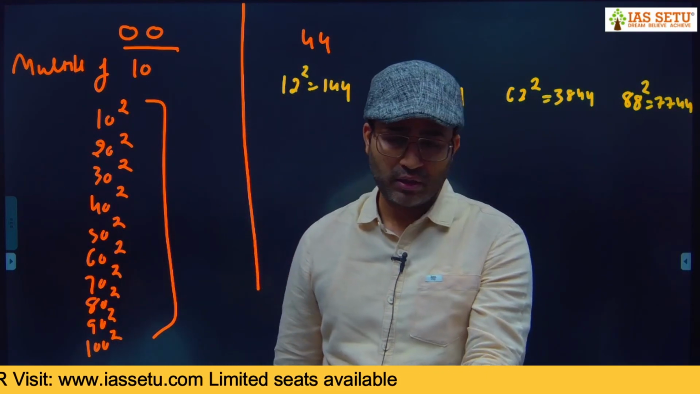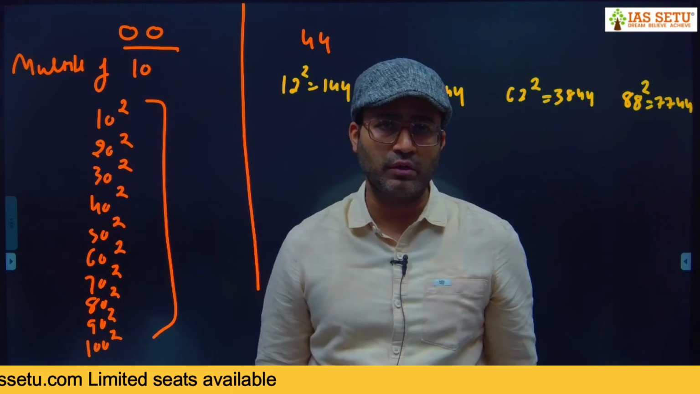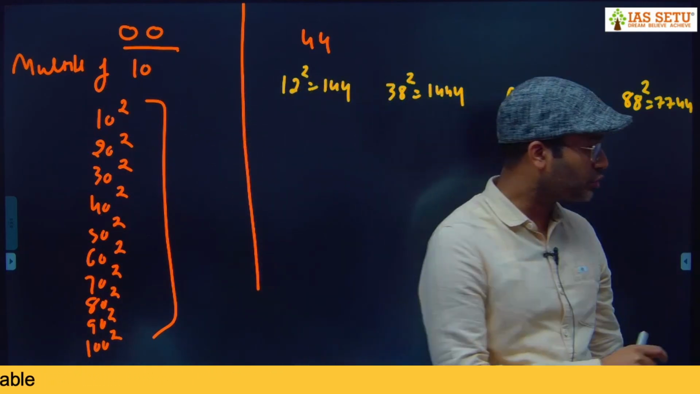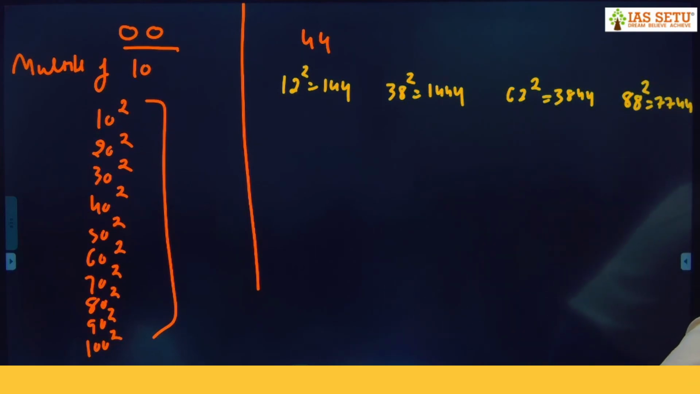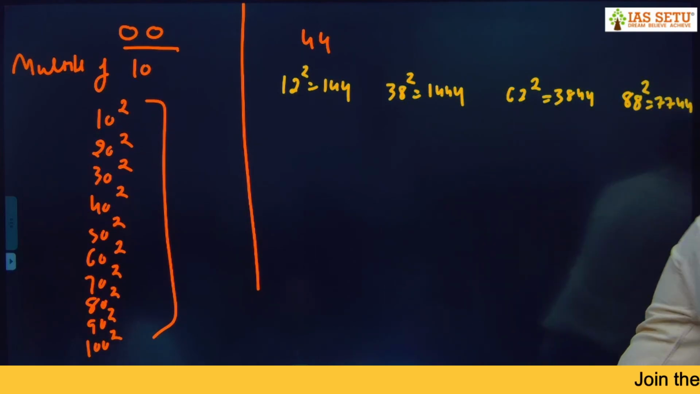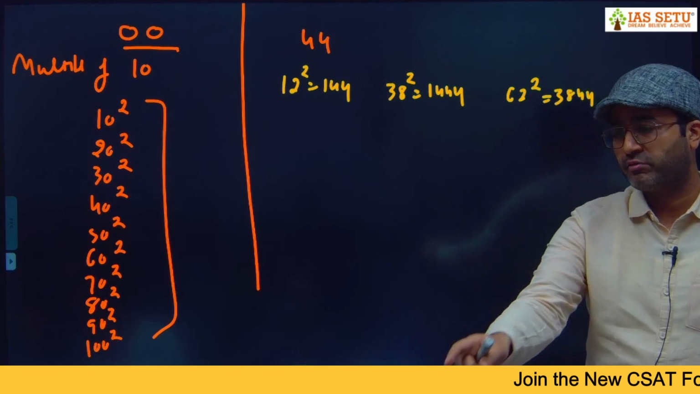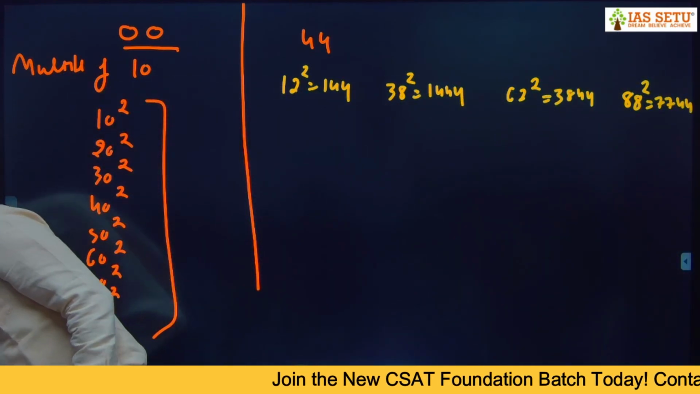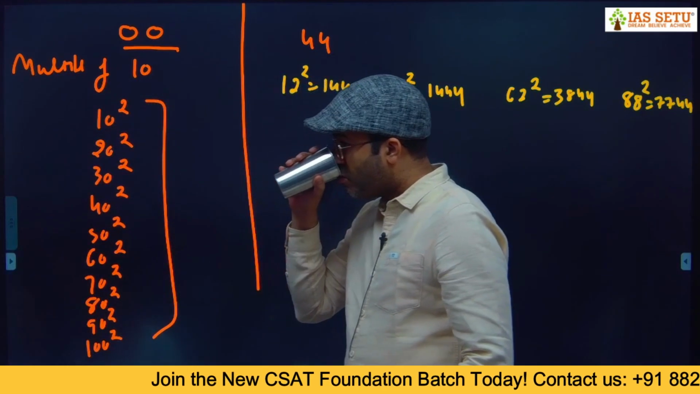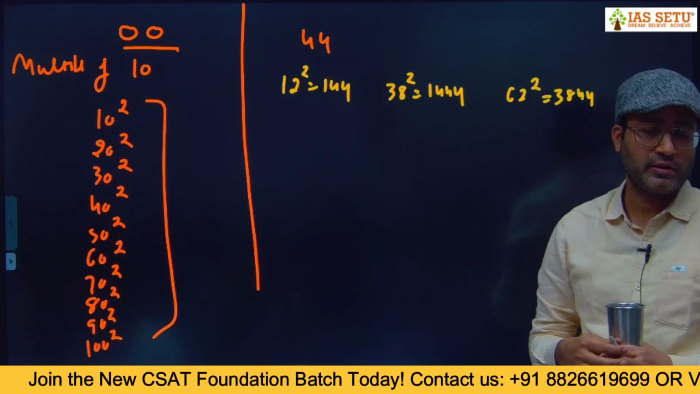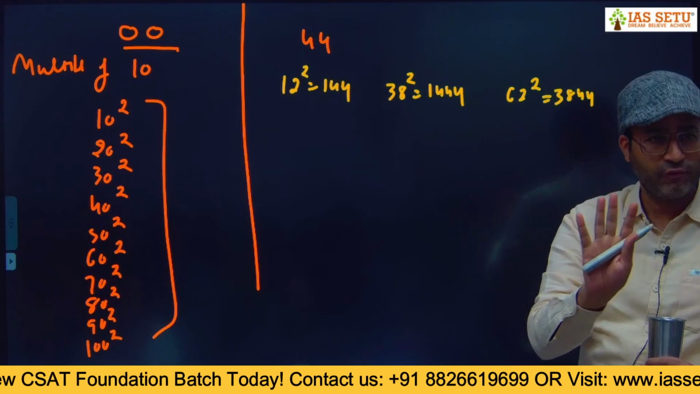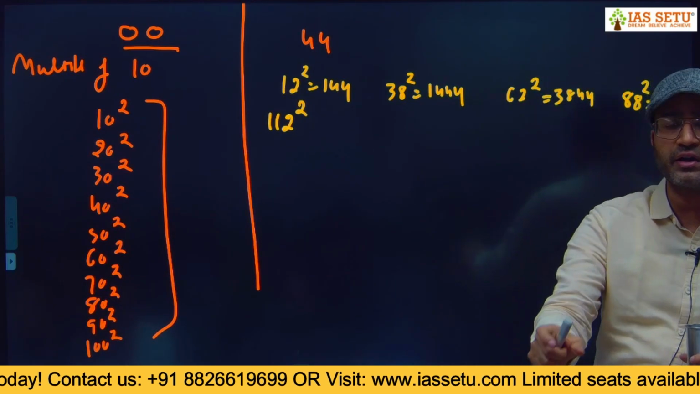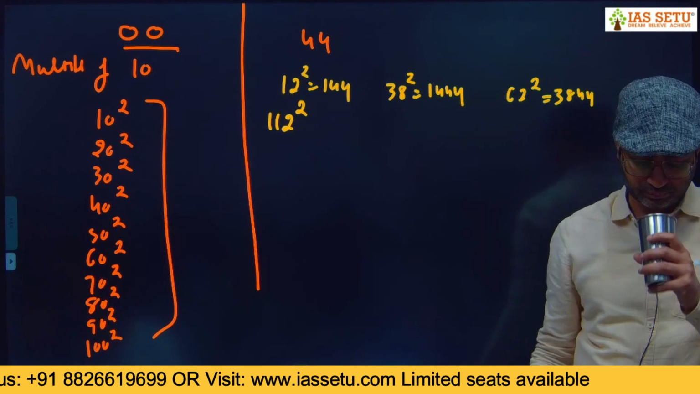Now you can open your mobile if you have a calculator. Just see. I tell you the observation. Okay. Online students, you can also try that. Do 112 into 112 on your mobile. What is coming? The last two digits are 44. So it means 112 square will help you. Then try 138 into 138.